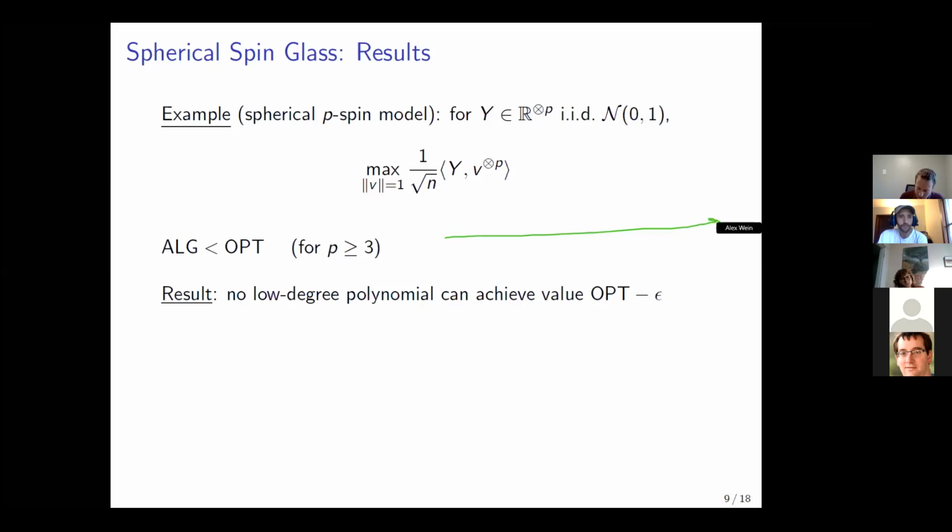So we have the opt value. The best known algorithms only get up to here. Here's 0. And we're showing that there's some region here that is hard for low-degree polynomials.